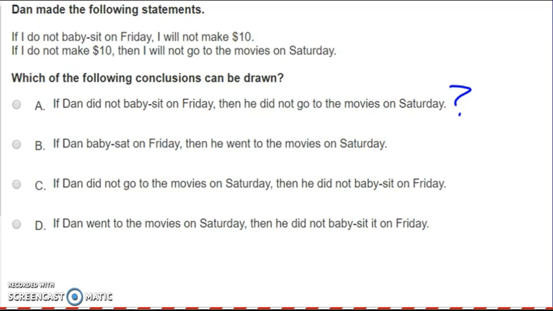If Dan babysat on Friday, then he went to the movies on Saturday. We don't know for sure if he actually made any money in this case, so we're going to take this one out. If Dan did not go to the movies on Saturday, then he did not babysit on Friday. Well, we can't assume he didn't go to the movies because he didn't babysit. It could have been for other reasons. So it's not C. If Dan went to the movies on Saturday, then he did not babysit on Friday. But again, we can't assume that. We don't know for a fact that if he went to the movies on Saturday, he didn't babysit. We think he had to because it says in the directions that he had to babysit on Friday, otherwise he won't make money. So it's not going to be D. So in this case, the answer is A.